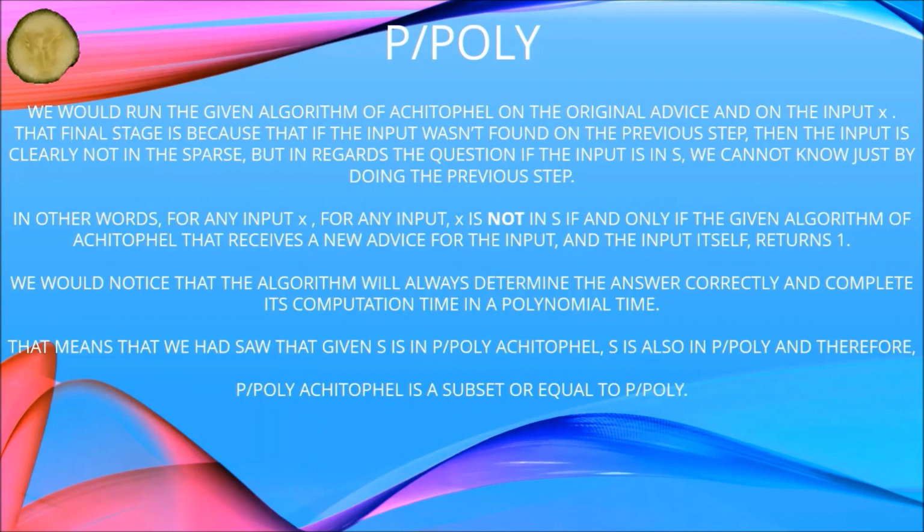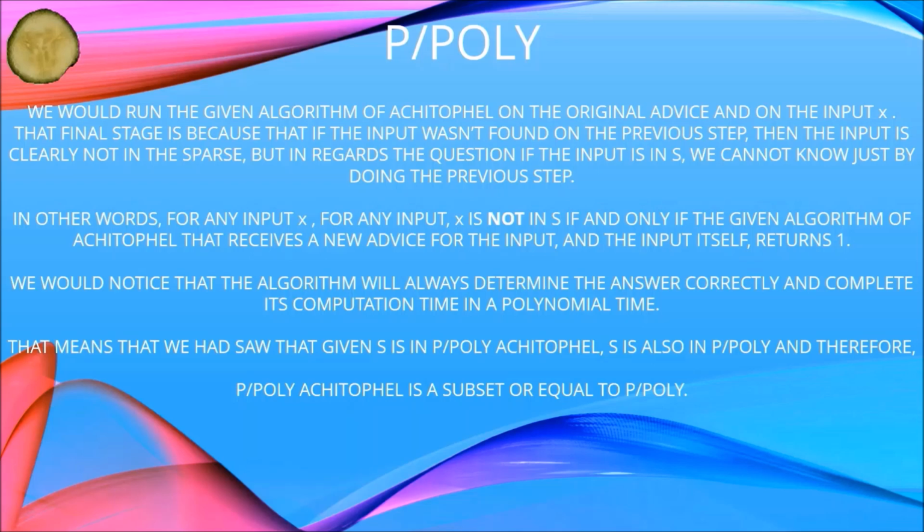We would run the given Karp-Lipton algorithm on the original advice and on the input x. That final stage is needed because if the input wasn't found in the previous step, then the input is clearly not in the sparse language, but in regard to the question of whether the input is in S, we cannot know just by doing the previous step. In other words, for any input x, x is in S if and only if the given Karp-Lipton algorithm that receives the new advice for the input and the input itself returns 1.